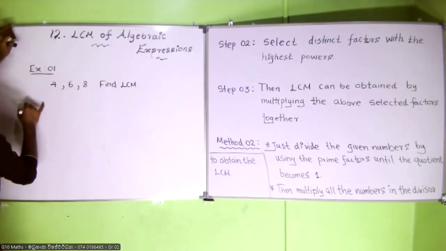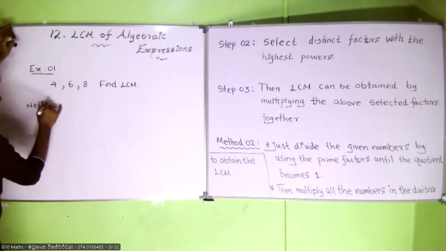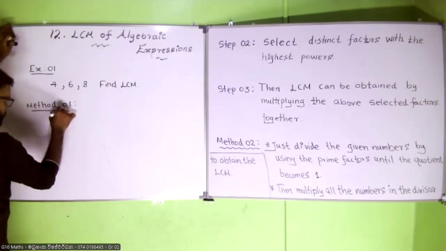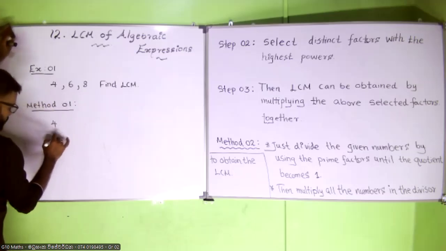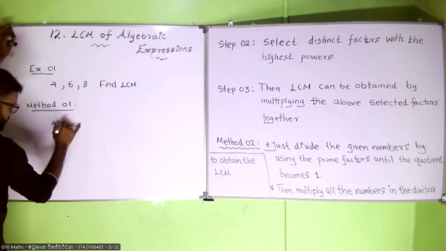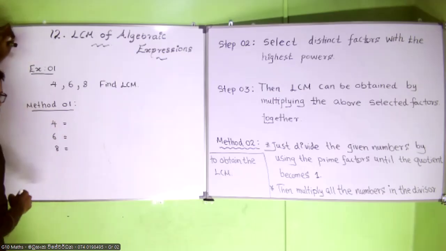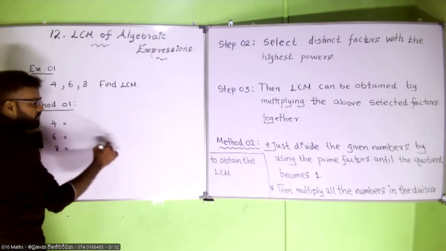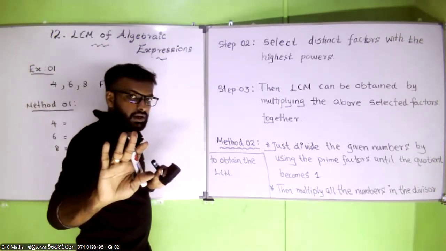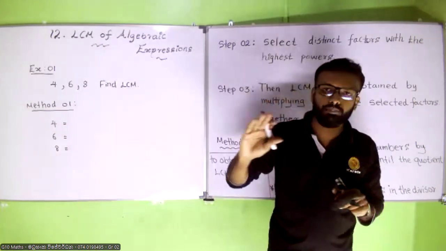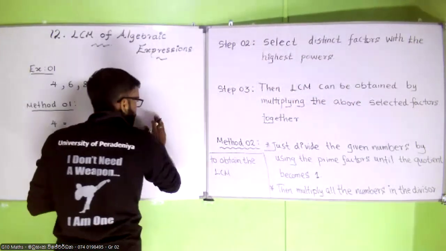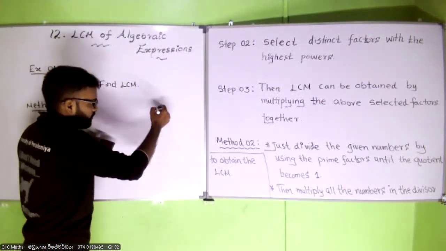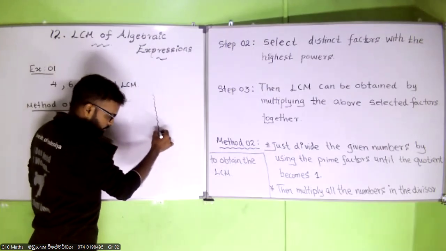So, first of all, let's use method 1. As in the method 1 that I gave you, you have to write all 3 numbers with their prime factorization. So 4 can be written using prime factors. Now, don't write that. Pay your 100% attention on this. First, I will give you time to write. So number 4 is here.